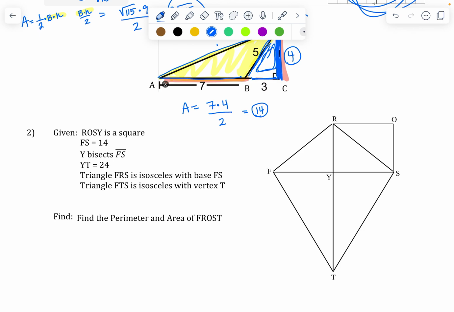I would say pause the video, give it a try, read through your givens, mark your picture, do all those sorts of things, play it, and I'll obviously go through it. But I would definitely say, let's pause the video and try this one on your own.